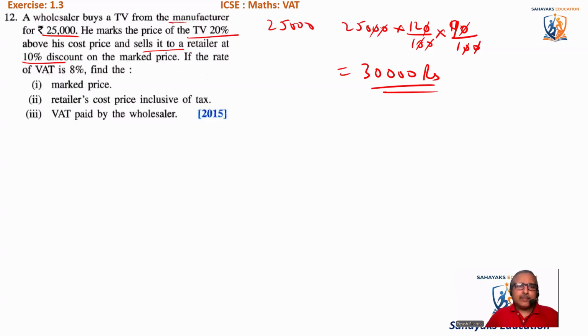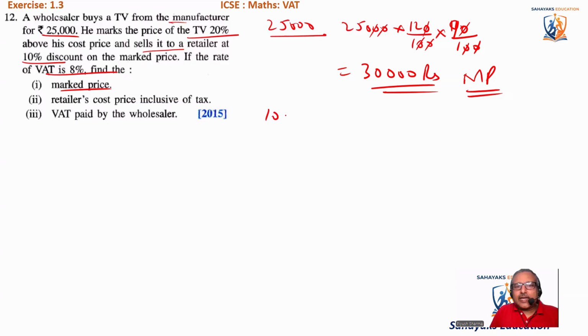If the rate of VAT is 8%, find the mark price. Mark price has nothing to do with VAT. This is the mark price: 30,000 rupees. Now the retailer's cost price inclusive of tax. What is the price at which the retailer got it inclusive of the tax? Okay, so he got it for 25,000 plus tax.